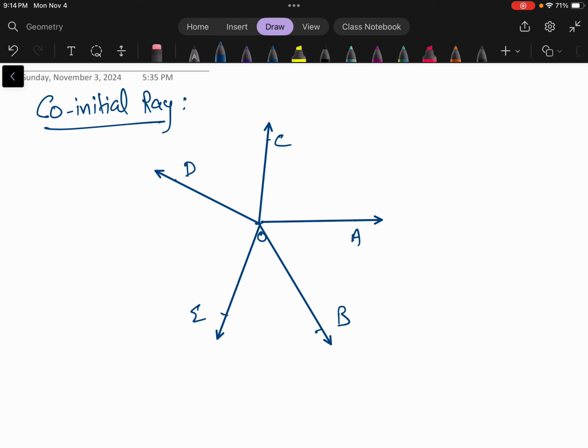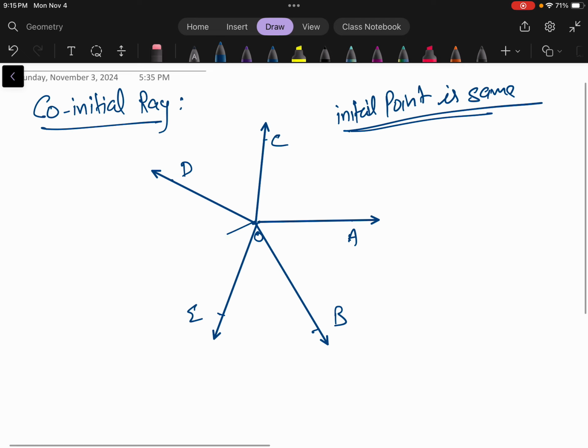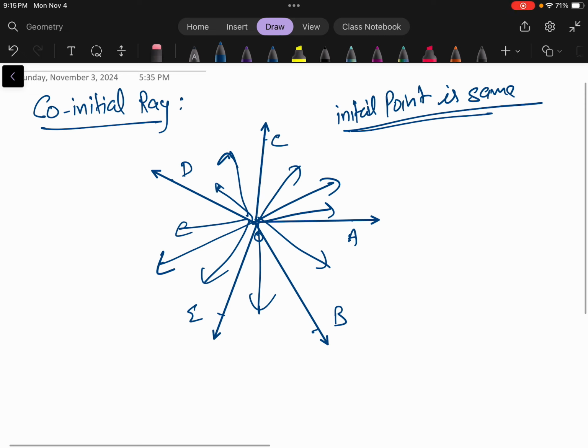So what is the meaning of co-initial rays? Co-initial means their initial point is the same, and it can go up to infinity. So this ray can also be, this ray can also be. We can draw infinitely many rays from this point in different directions. So that is known as the co-initial rays. The rays having the same origin are known as co-initial rays.